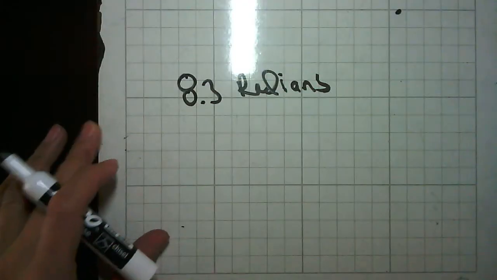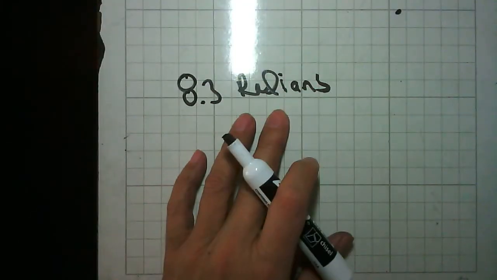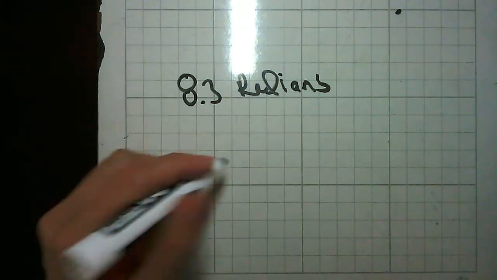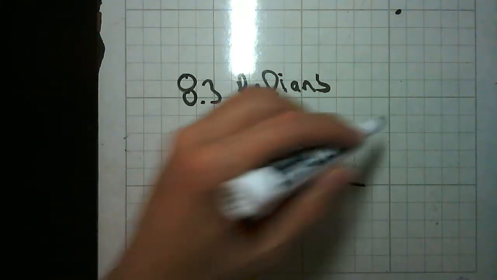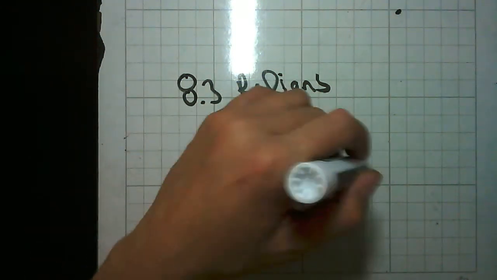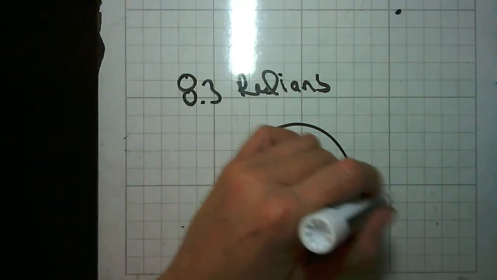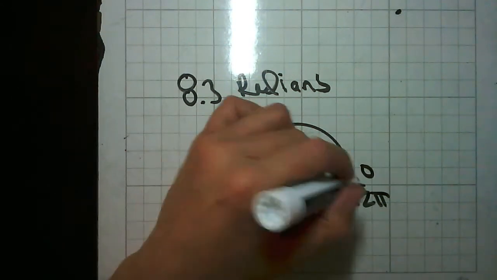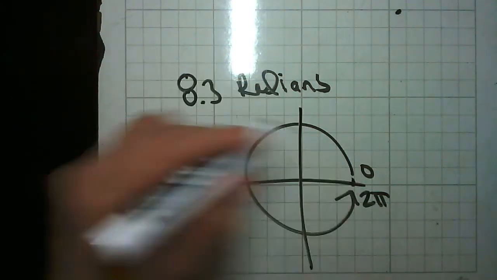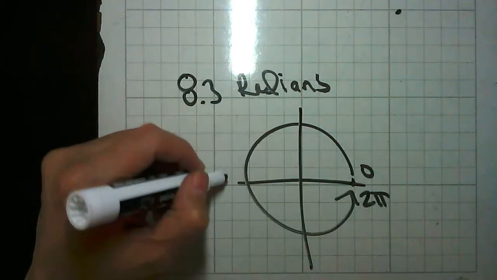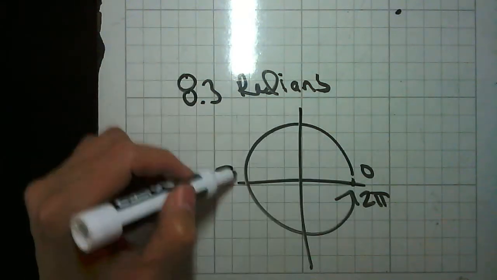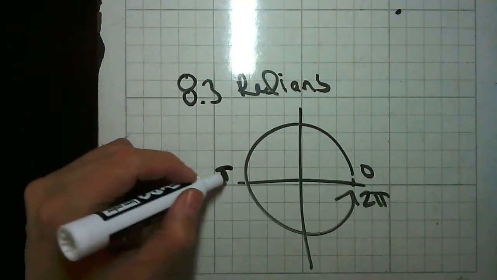So in this section, we're going to be converting radians to degrees and degrees to radians. So what is a radian? We've learned that the circumference of a full circle is 2 pi. So 0 and 2 pi would start at the beginning here. And we know halfway around the circle would be pi. So this is pi, this is 2 pi.